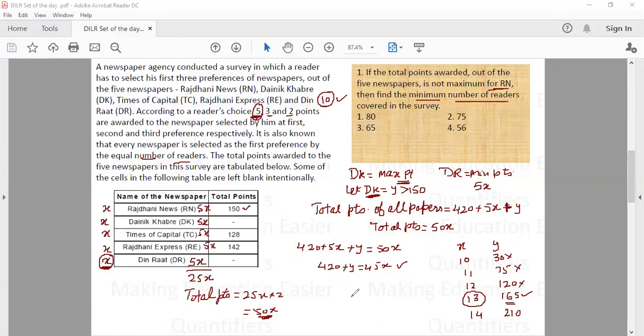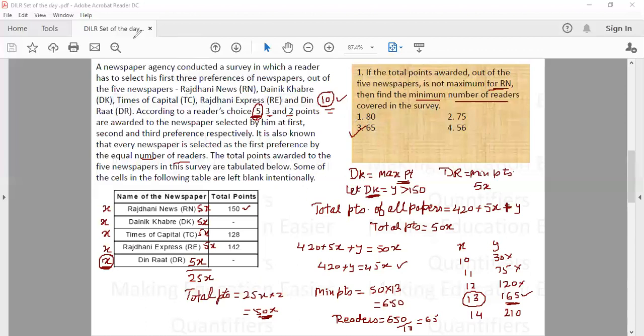Now in this case the value of x is 13 and the value of y is 165. This is the minimum value of x and y, and since the readers required are to be minimum, the total points has to be minimum. If I take x to be 13, the minimum points will be 50x, so 650. And since every reader is giving 10 points, total readers will be 650 divided by 10, or 65. So the answer to this question is option 3.